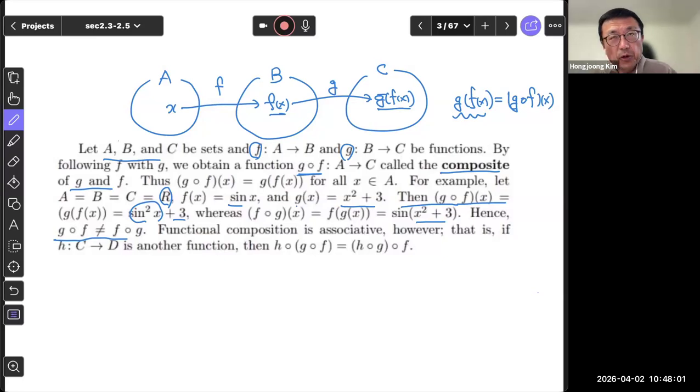In other words, if you have one more function, say h, then h circle g circle f will be h circle g circle f, meaning you can combine g and f first and then consider the composite with h, or you can consider the composite of h and g, and then you can consider the composite with f. So as long as the order of these functions is maintained, then the associative law is satisfied.